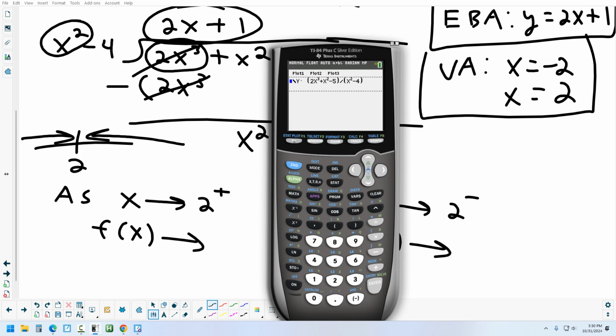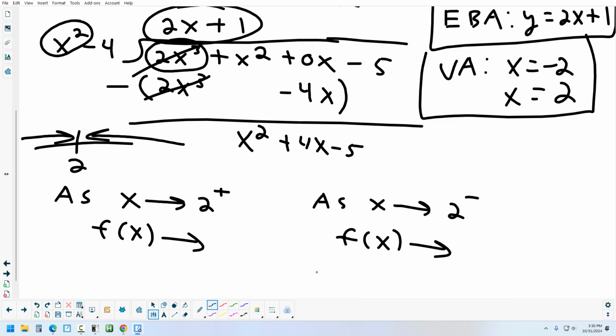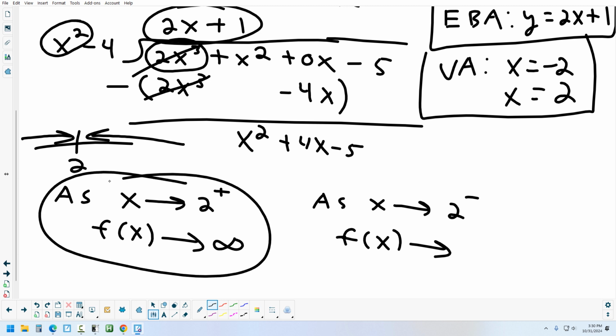What's a number that is a little bit bigger than 2 that I could plug in and see what's happening to my y value? 2.0001. At 2.0001, we're at over 37,000. So as you start to approach the number 2 from the right side, what's happening to the y value? Yeah, it's approaching infinity. That's what I'm looking for.